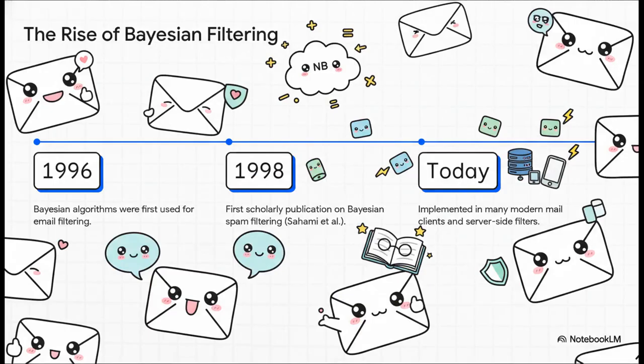And you know what's crazy? This isn't some brand new cutting-edge tech. The source material points out this idea has been around for decades. It first showed up in a research paper way back in 1998, and today it's a totally standard, battle-tested tool that's humming away inside email clients like Thunderbird and big server-side filters like Spam Assassin that we all rely on.